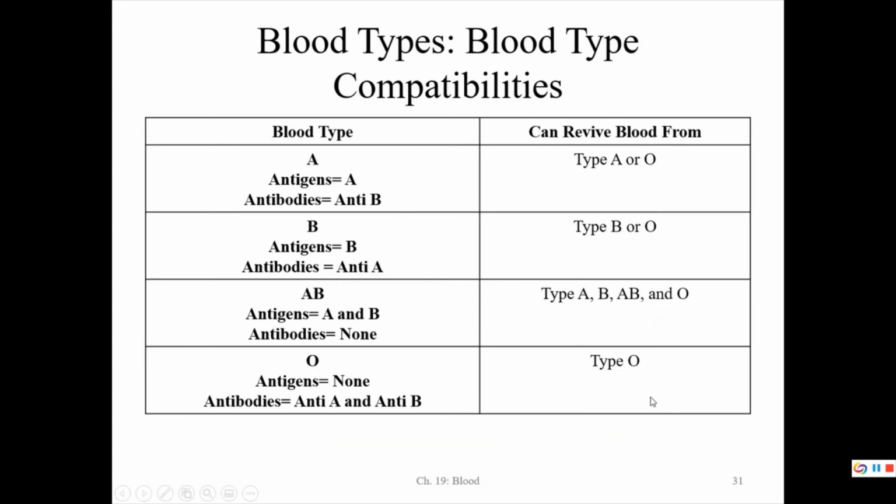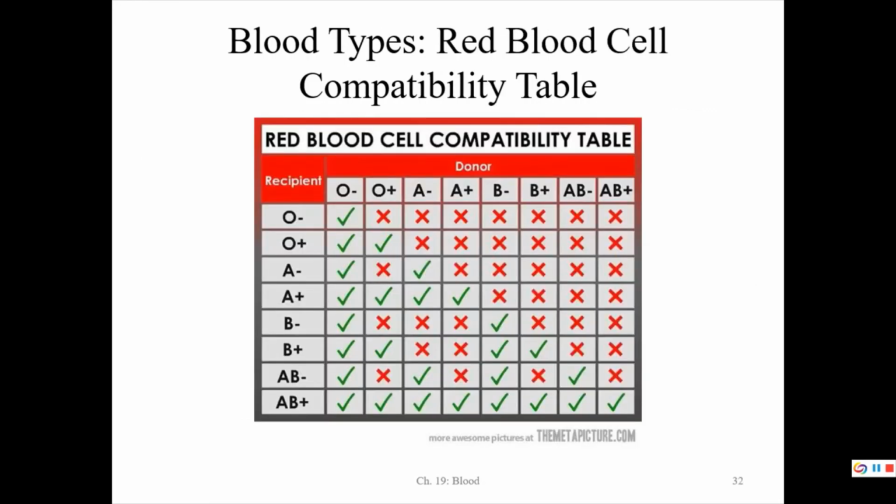And here I've done this where I just basically give you a table that says a person with A can receive blood from A or O, B can get from B or O, AB can get from A, B, AB, or O, and O can only get from itself. O can only donate to itself. And here is an actual full-on compatibility table, including the Rh factors. O negative is the true universal donor. O negative is like the greatest blood type. Okay, that's the best.